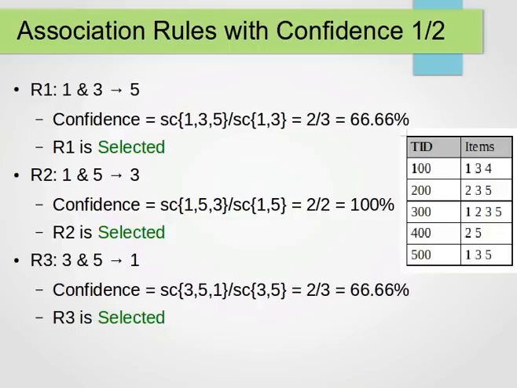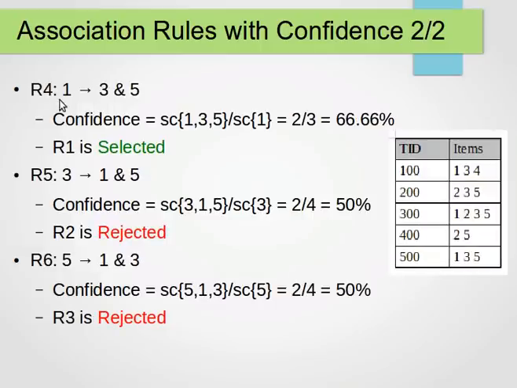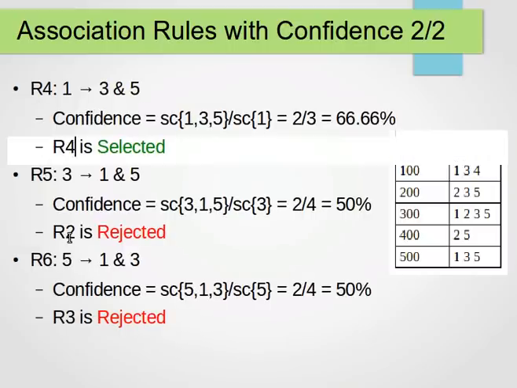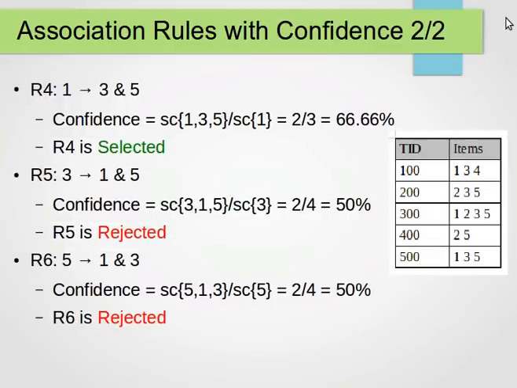We move on now to the remaining non-empty subsets of the item set {1,3,5}. Now we have S as {1}. S here is 1, and I minus S is {3,5}. So the confidence now is the support count of I, which is {1,3,5}, 2. We keep repeating it. And then the support count of 1 is 1, 2, 3. 2 over 3 is 66.66%, larger than the minimum confidence threshold. We select R4. That should read R4, this should read R5, and this should read R6. I was just copying and pasting when I was preparing this material. Now, R4 is selected. We go to R5.